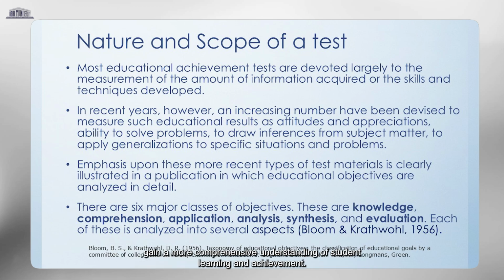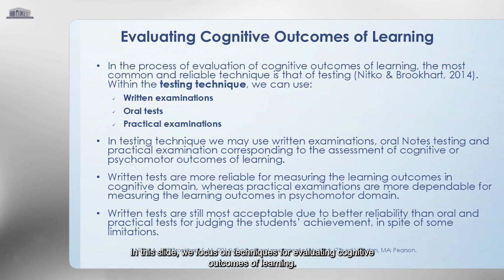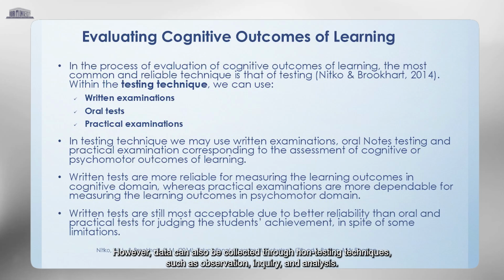In this slide, we focus on techniques for evaluating cognitive outcomes of learning. The most common and reliable technique for this purpose is testing. However, data can also be collected through non-testing techniques such as observation, inquiry, and analysis. Each of these techniques involves specific tools that help gather the evidence needed to assess learning outcomes.